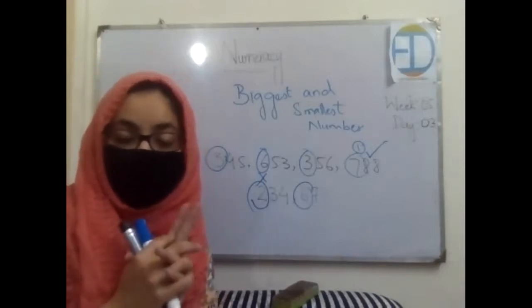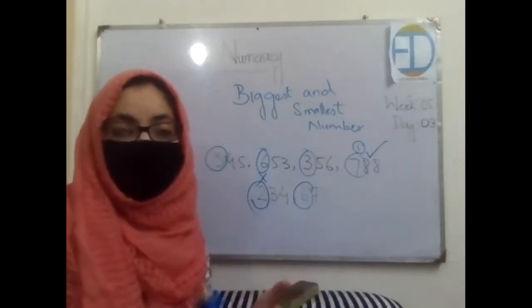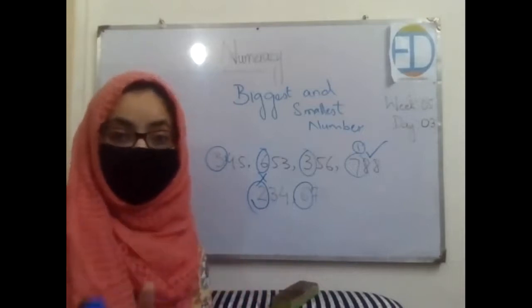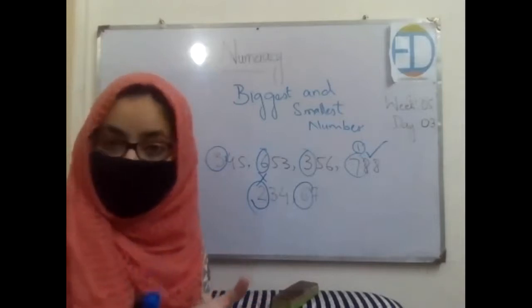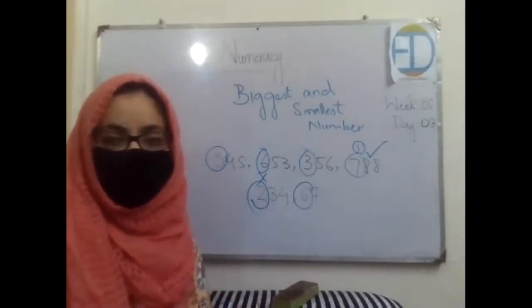We practiced two things in today's class. The one was how we can identify the biggest and the smallest number. And the second thing is that we practiced writing missing numbers, right? So that was all for today.